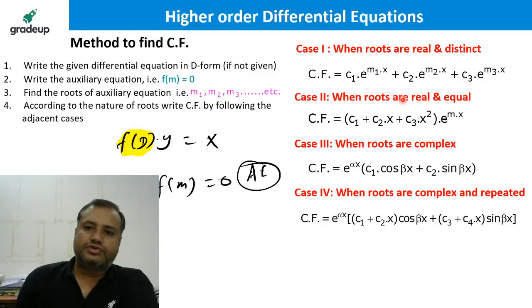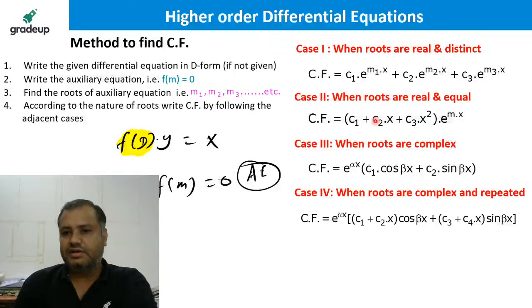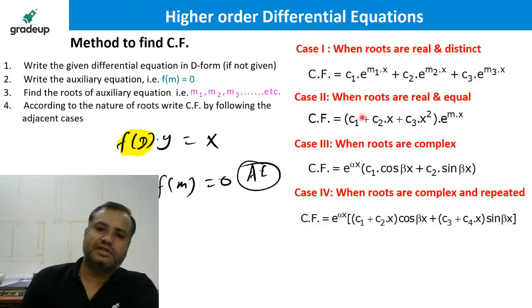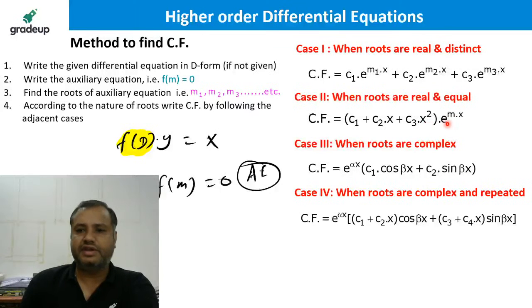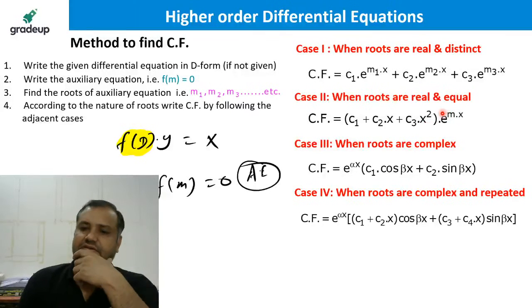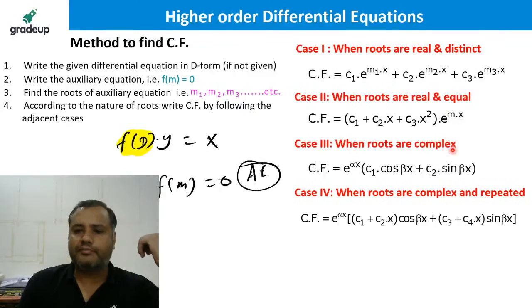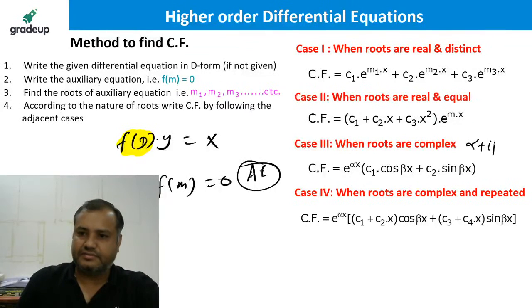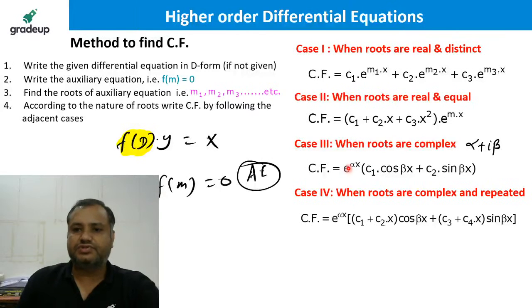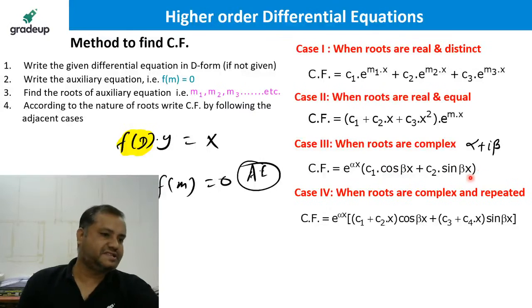Case 2, when roots are real and equal. When roots are real and equal, then suppose three roots are real and equal, then C1 plus C2x plus C3x square, and outside we have e raised to mx. Case 3: when roots are complex, it will be having this nature, alpha plus i beta. So e raised to alpha x, C1 cos beta x, C2 sin beta x.